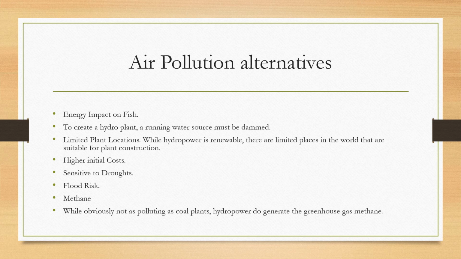Reason 4. Higher initial cost. Reason 5. Sensitive to droughts. Reason 6. Flood risk. Reason 7. Methane emission. While obviously not as polluting as coal plants, hydropower does generate the greenhouse gas methane.